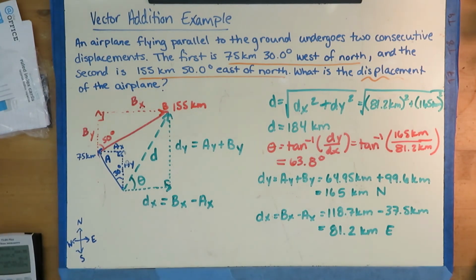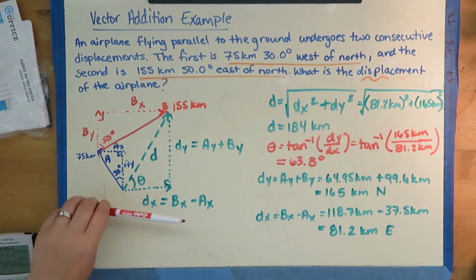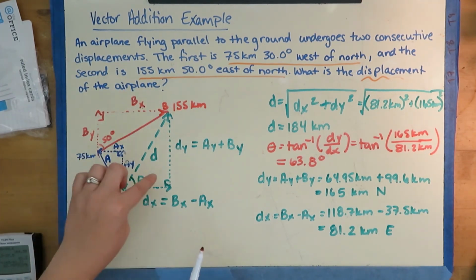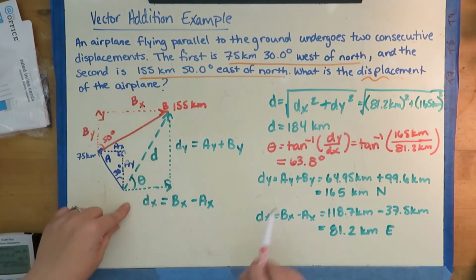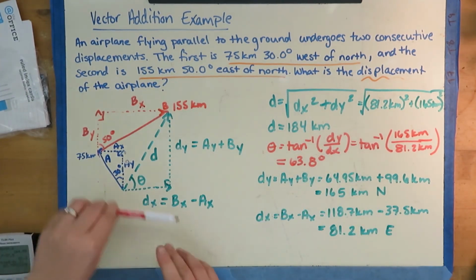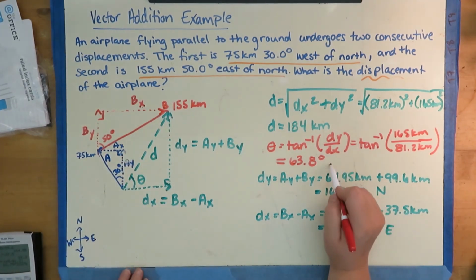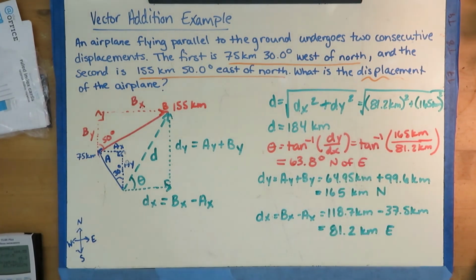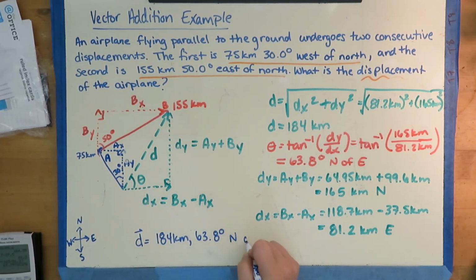And it'd be like, oh, so we're done. No, we're still not done. First of all, we need to put it all together, and we still need to find our reference directions. Well, we started out based on this angle theta, not the whole motion, but based on this angle theta, it is 63.8 degrees north of east. Because I started out east, I ended up north, so it is north of east. So if I wanted to report this final answer, I would say that my displacement vector is going to be 184 kilometers at 63.8 degrees north of east.